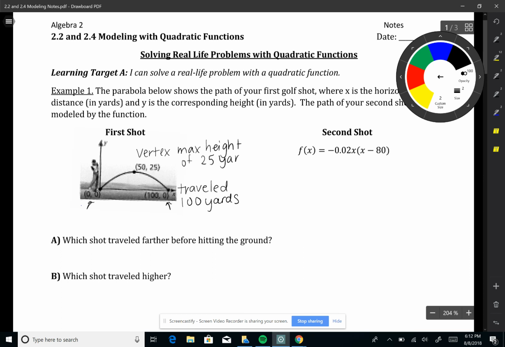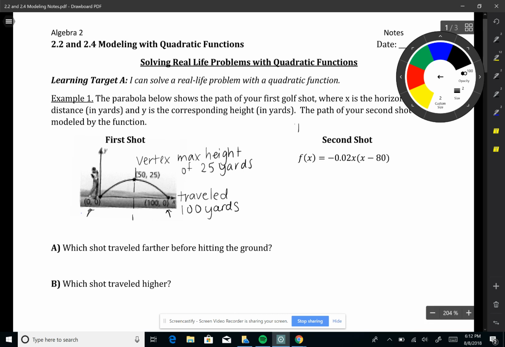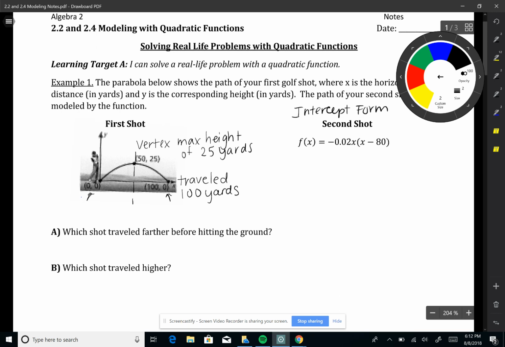And it should make sense that our vertex is at the x value of 50, because 50 is halfway between 0 and 100, and your vertex is always on your axis of symmetry, which is halfway between your x-intercepts. Okay, now let's see if we can figure this stuff out from the function of our second shot. Our function of our second shot is in intercept form. So we should be able to just look at our function and know our x-intercepts.